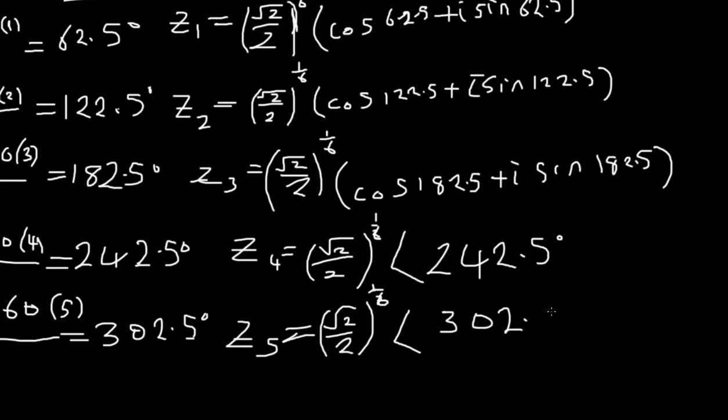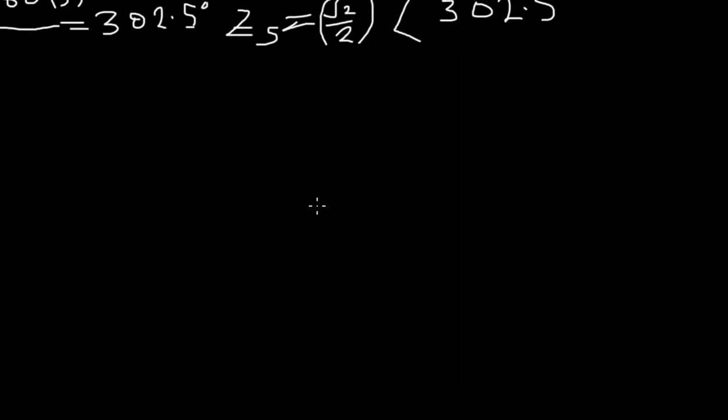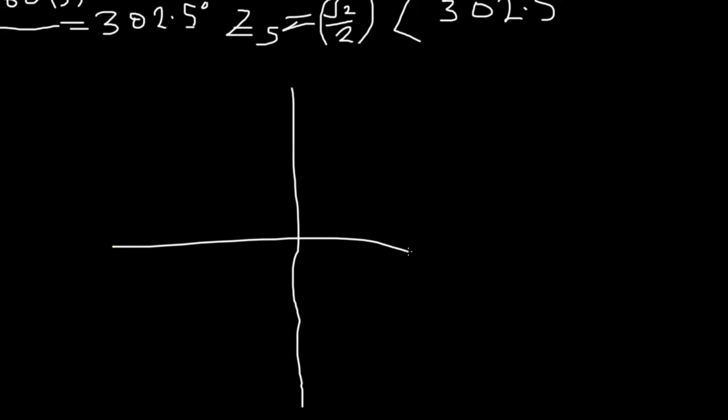302.5 degrees. So now, having found this, we can start drawing the Argand diagram. So the Argand diagram is going to be this one. Alright, this is my real part, this is my real part X.